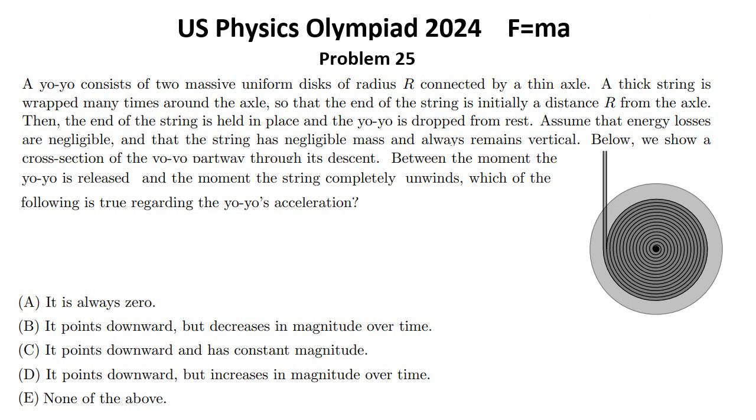Problem number 25. A yo-yo consists of 2 massive uniform disks of radius r connected by a thin axle. A thick string is wrapped many times around the axle, so that the end of the string is initially a distance r from the axle. Then the end of the string is held in place and the yo-yo is dropped from rest. Assume that energy losses are negligible, and that the string has negligible mass and always remains vertical.